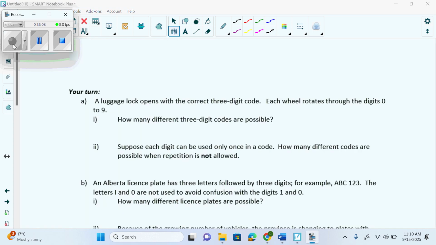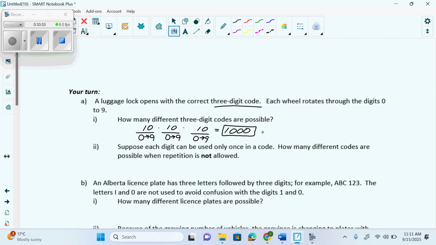The first one says a luggage lock with a correct 3-digit code. Do you see the word code there? So then not starting with a 0 goes right out the window because it's a code. A code can start with 0. A code could be all zeros unless it restricts us to that. Each wheel rotates through 0 to 9. How many different 3-digit codes are possible? So, was there any restrictions on here? Just said 3-digit codes. So I can have what option for the first wheel? 0 to 9. And for the second wheel? 0 to 9. And the third wheel? 0 to 9. So it's 10, 10, 10. So that's 1,000.